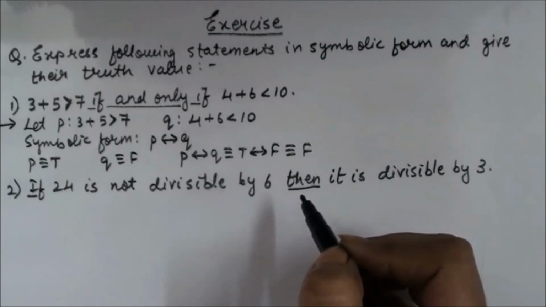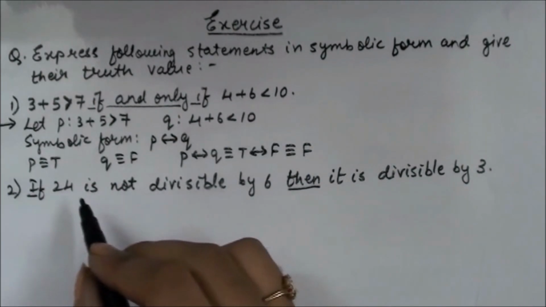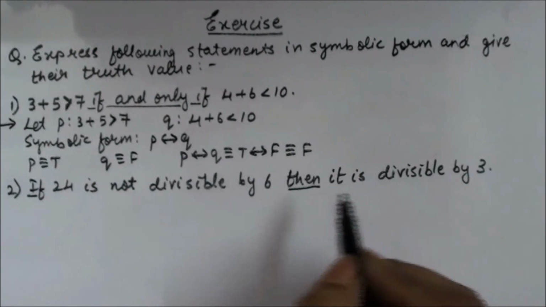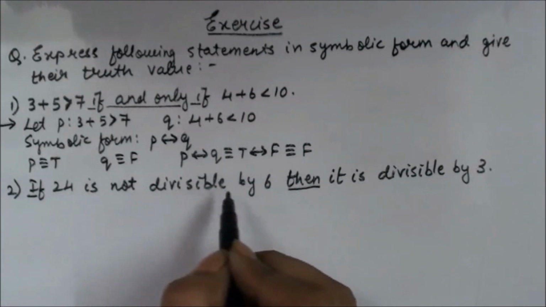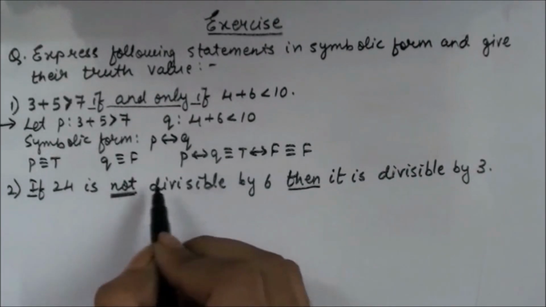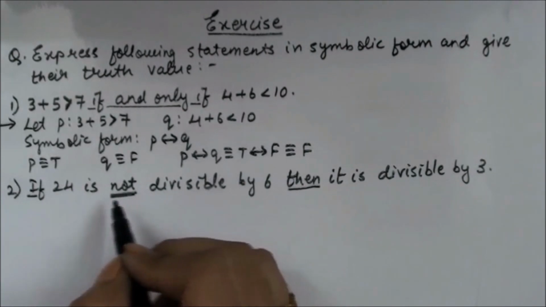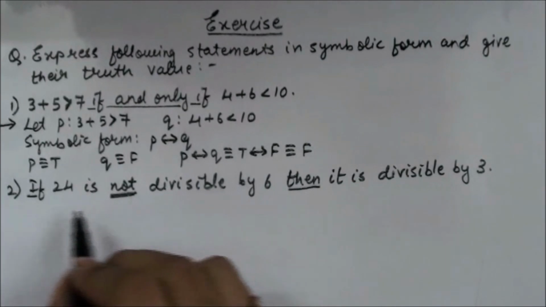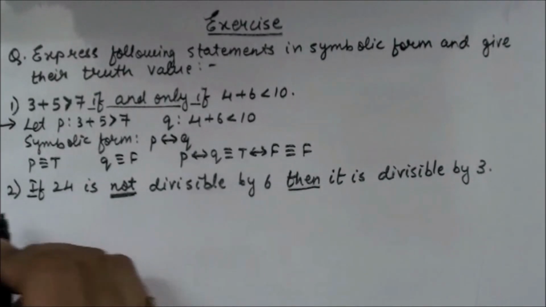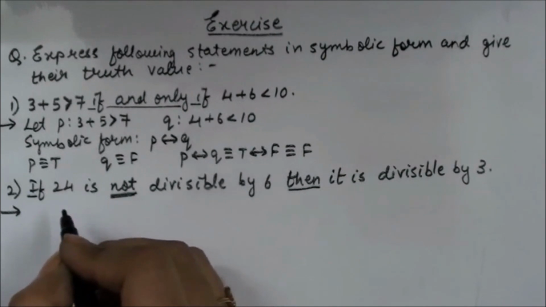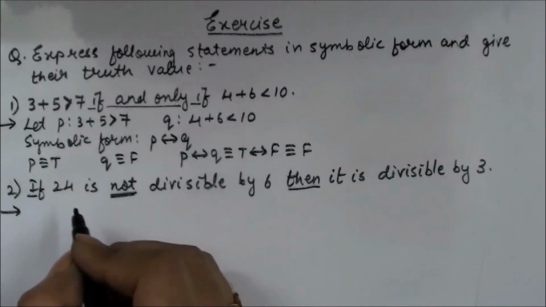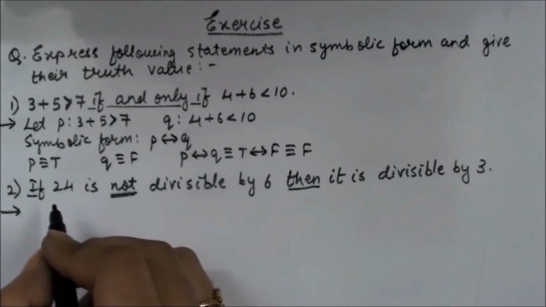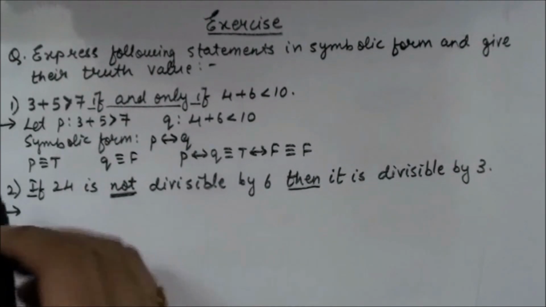This is one way, and the other way is you have two statements. First statement is 24 is divisible by 6. Second is it is divisible by 3. And then you produce the negation of the first statement because you have this word not in your statement. So you can produce the negation of the positive statement 24 is divisible by 6 and then join them using this phrase if, then. So I will solve it in the second way. You can solve it in the first way also, but it will be better if you solve it in the second way. You will get full marks if you solve it in the first way.